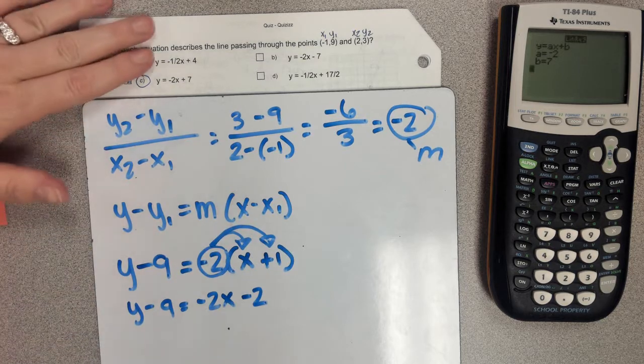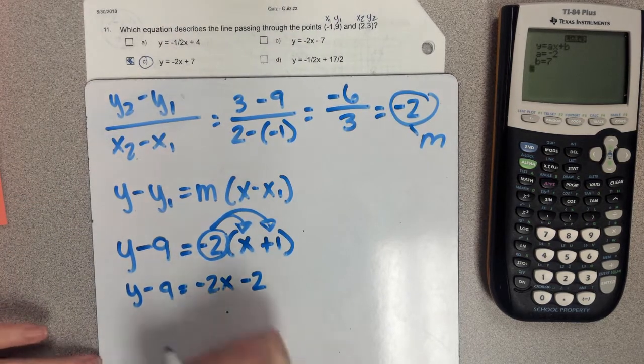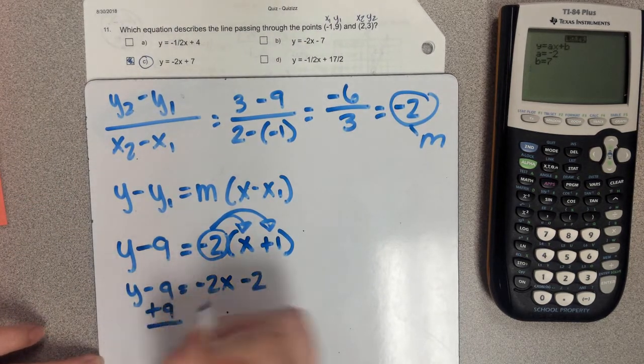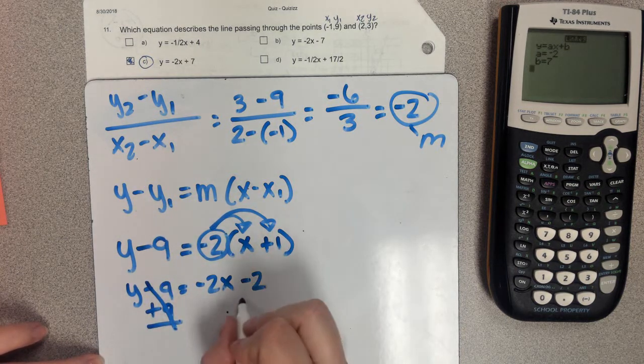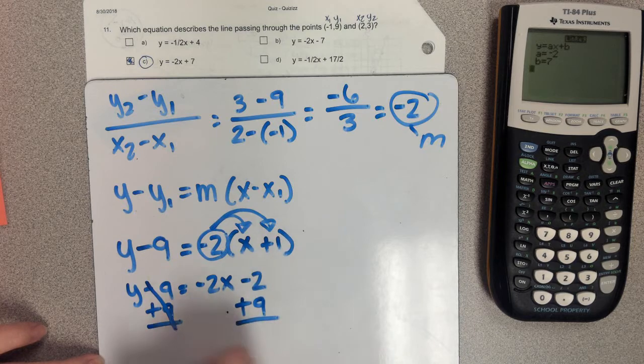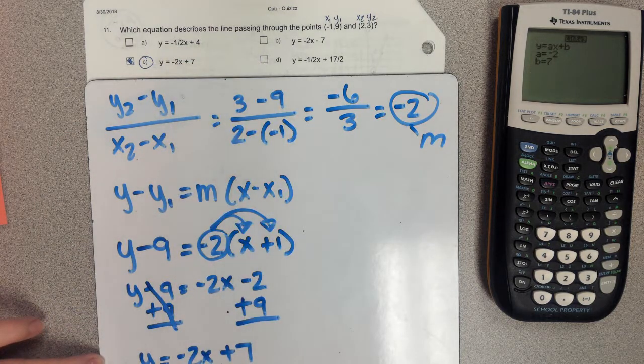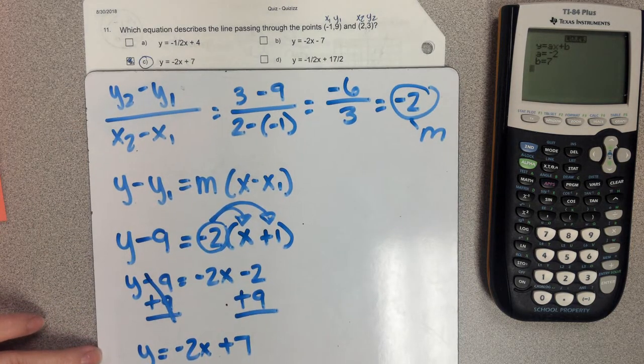Now all I got to do is get that y by itself. I'm going to add 9. That makes it go away. And the cardinal rule of algebra is what I do to one side, I have to do to the other. Y equals negative 2x plus 7. Bam. Same answer. Oop, let me move that up. Same answer. Ms. K, what would I have done if I had picked the other ordered pair?